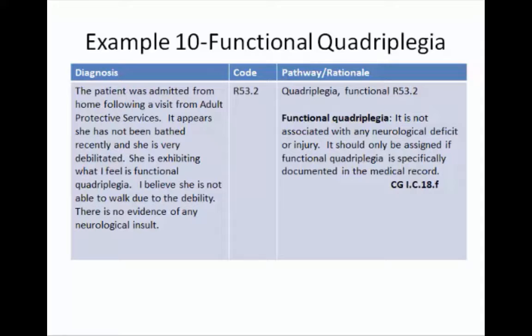I believe she is not able to walk due to the debility. There is no evidence of any neurological insult. So we use this coding guideline where we have a documented diagnosis of functional quadriplegia, and we can therefore code the R53.2.